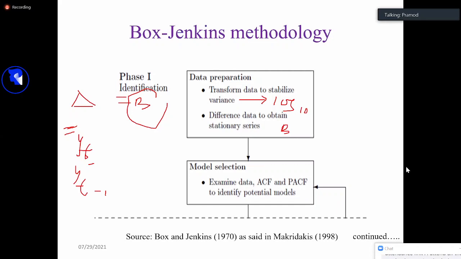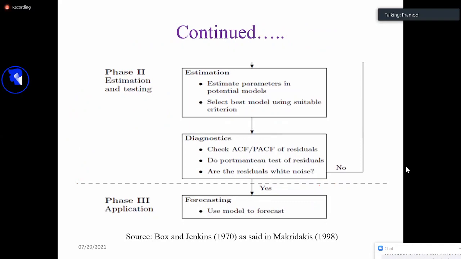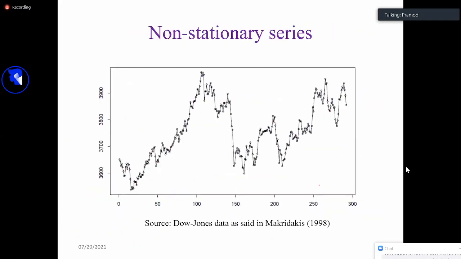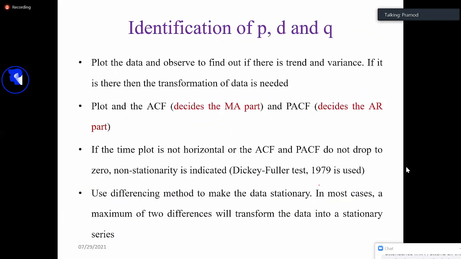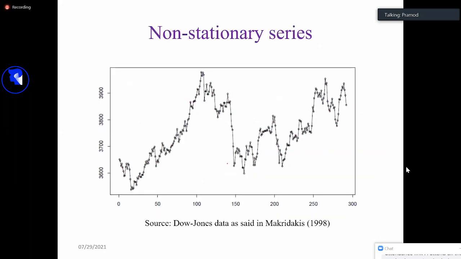Then the second instance is the SCF and PACF. We need to see how it happens with respect to SCF and PACF. Can you see now? I'll show you one non-stationary series. This is a very classical time series with almost 300 observations. Starting from here, it looks like hillocks, a lot of hills, and they are fluctuating.